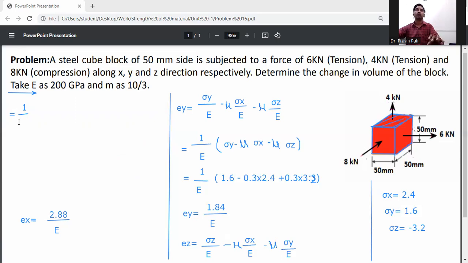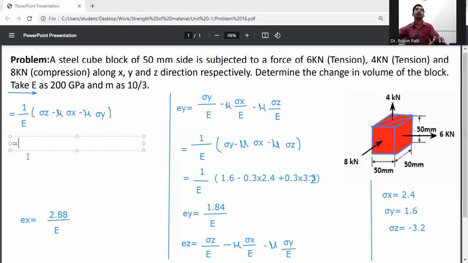sigma 1 by E. We take common 1 by E, in bracket sigma z minus mu sigma x minus mu sigma y. Last one is sigma y.